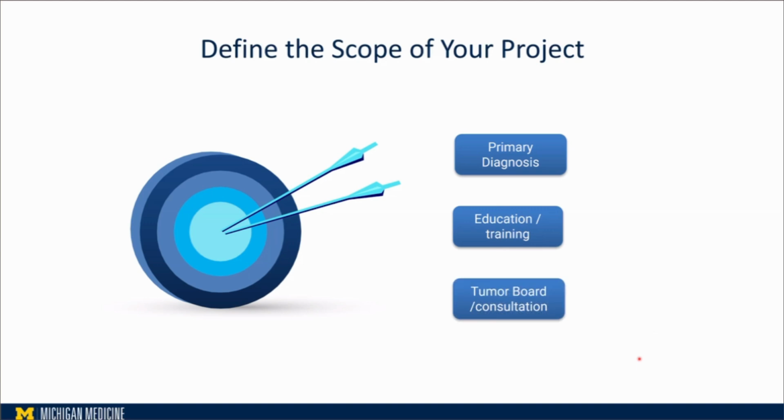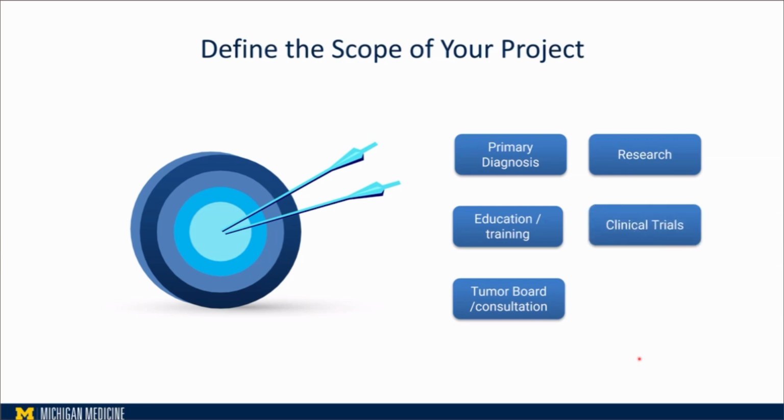For another scope, maybe I want to have some transition. I want to build something right now for tumor boards, for consultation. This is my main priority, and then I will move into primary diagnosis. Some institutions focus on research, so they start going retrospective and try to build a project for research before the clinical use. Maybe clinical trials as well.